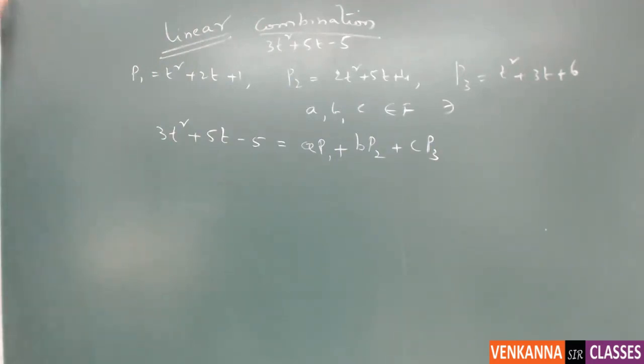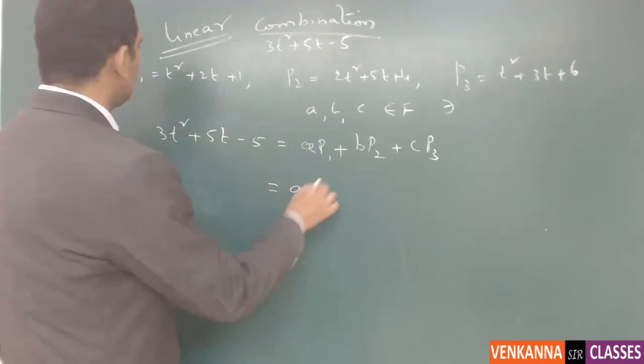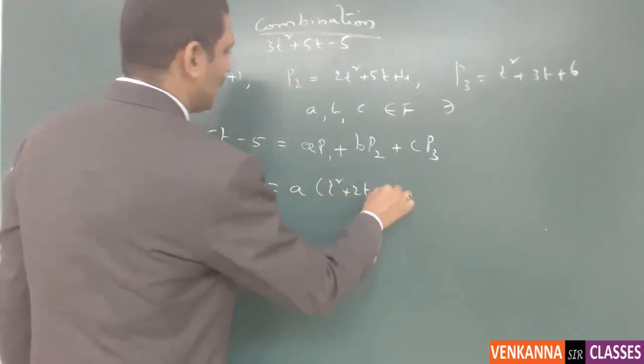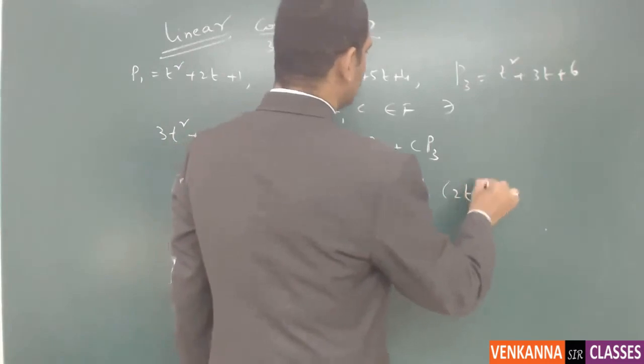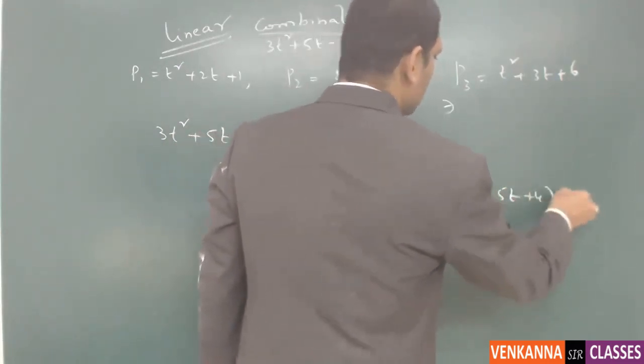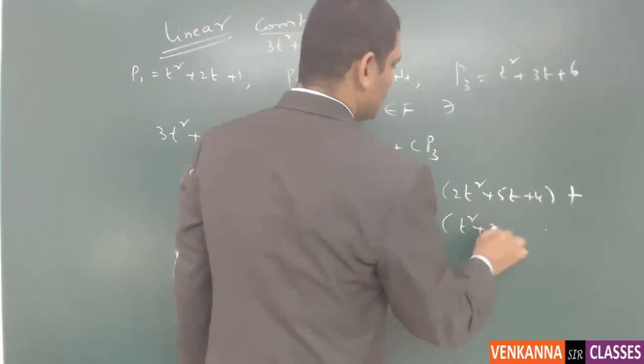As we discussed earlier, the concept of vector spaces is applicable to every part of mathematics whenever a similar structure is found. You can take the case of polynomials, functions, matrices, number systems, anything. The only thing is whether a set satisfies the criteria of vector spaces, then you can apply all these phenomena. Okay, so let us substitute the values here. This is A into (t square plus 2t plus 1) plus B into (2t square plus 5t plus 4) plus C into (t square plus 3t plus 6).